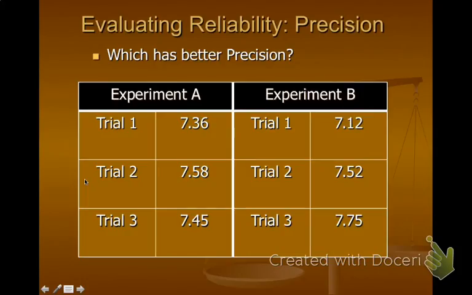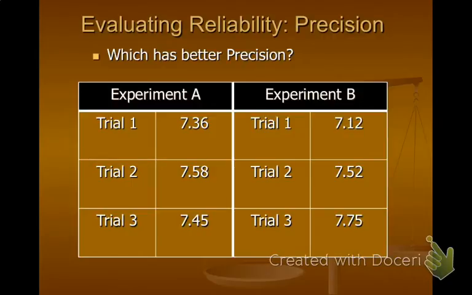So let's go ahead and take a look at these 2 trials, or these 2 experiments of data. So we've got experiment A and experiment B. Quick conversation in your small group. Just with a gut feeling, which would you say would be more precise? Alright, most groups are probably saying that experiment A is more precise because the data is closer.